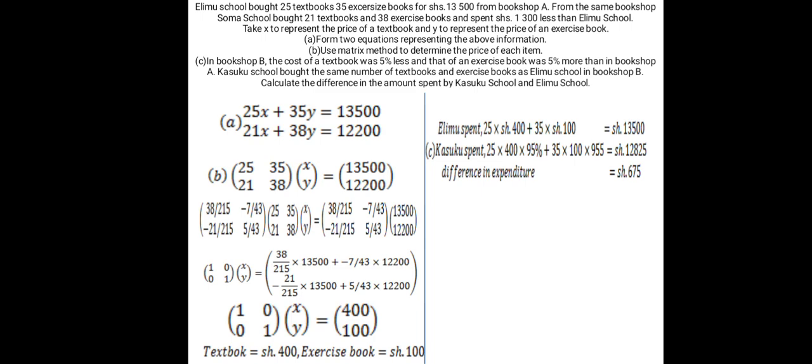C. In bookshop B, the cost of a textbook was 5% less and that of an exercise book was 5% more than in bookshop A. Kasuku School bought the same number of textbooks and exercise books as Elimu School in bookshop B. Calculate the difference in the amount spent by Kasuku School and Elimu School.